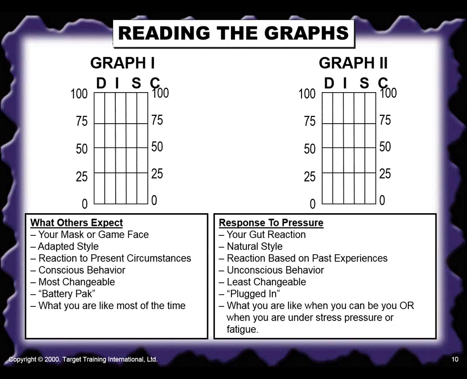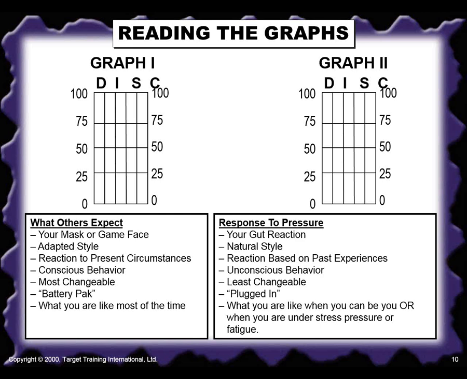Now, again, I'm going to go through a little bit more of the reading of the graph later and just explain to you the concept here. But there are basically two graphs, graph one and graph two. So if you have looked at your own profile, the graph one and graph two come later near the end. Graph one is what others expect of you. This is, again, as we said, we project. So this is what you think other people are looking for. And graph two is you, how you respond to pressure.